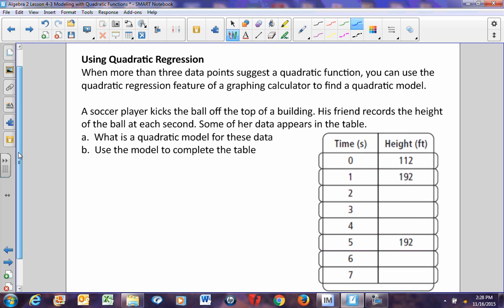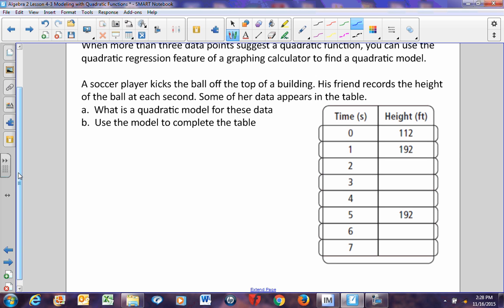So we have these 3 points. Normally you have more than 3, but if you have 3, it's sufficient. You could do this by hand, but why? You might as well stick it in your graphing calculator. So if you have the 84, you're just going to do the same thing.